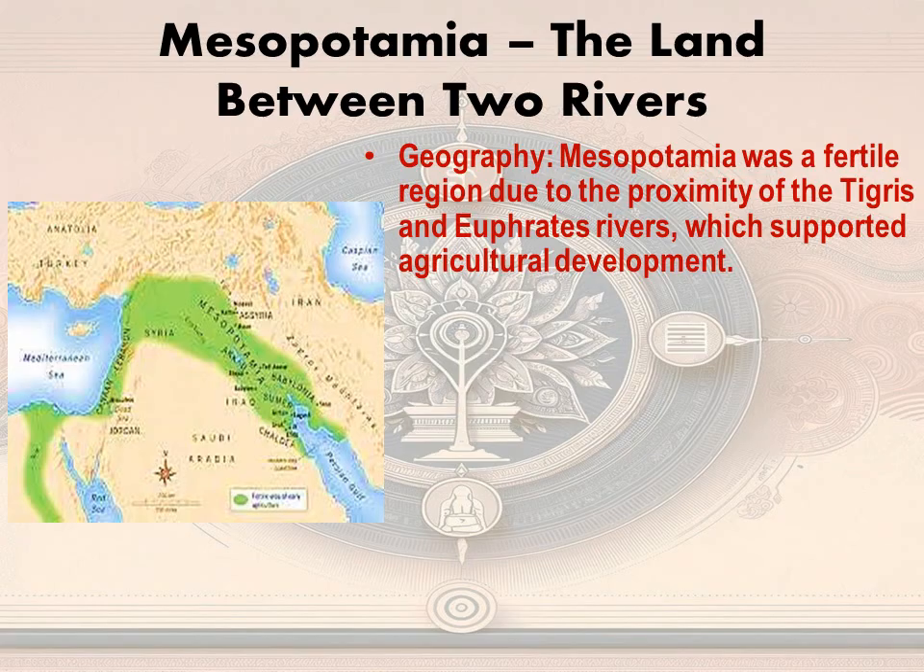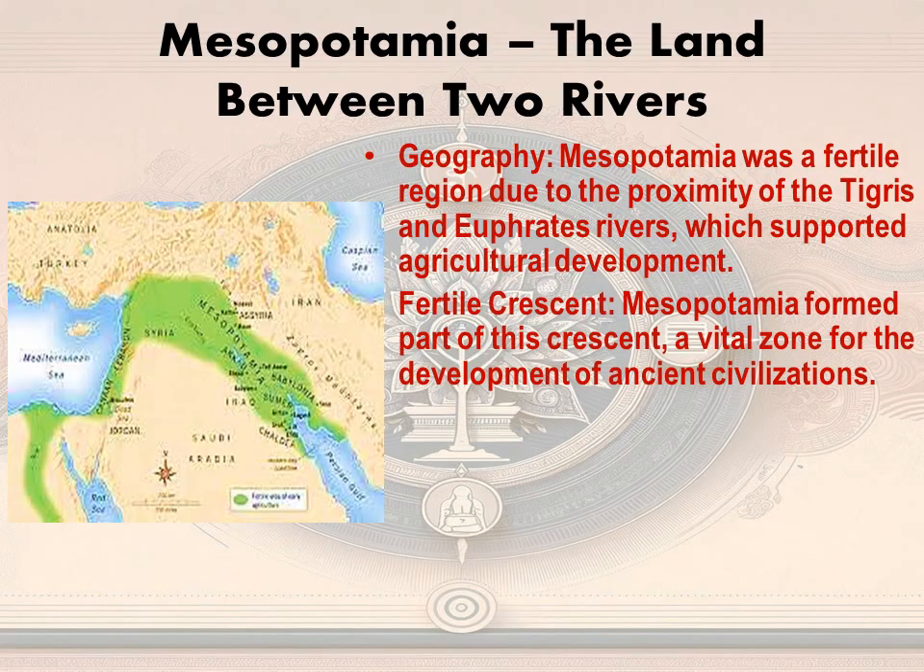So why is it very fertile? Because it is close to the rivers Tigris and Euphrates. So this land gets a lot of minerals and also a proper supply of water, and that in turn supported agricultural development. Fertile Crescent. Mesopotamia formed part of this crescent, a vital zone for the development of ancient civilization. Why is it called crescent? Crescent actually means a semicircular area. In this map, you can see it is like a semicircular area. So like that, Mesopotamia is a fertile crescent, a vital zone for development of ancient civilization.